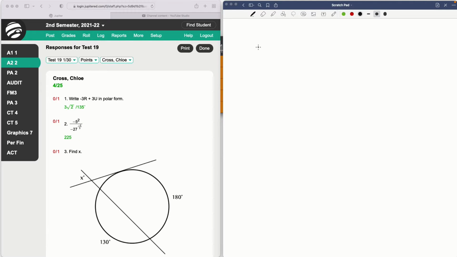All right, Chloe. Test 19. Let's knock this thing out. Number 1. Write negative 3r plus 3u in polar form. So let's make our graph so we can see it.